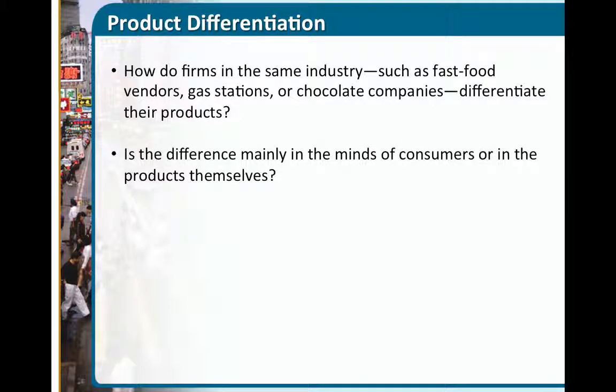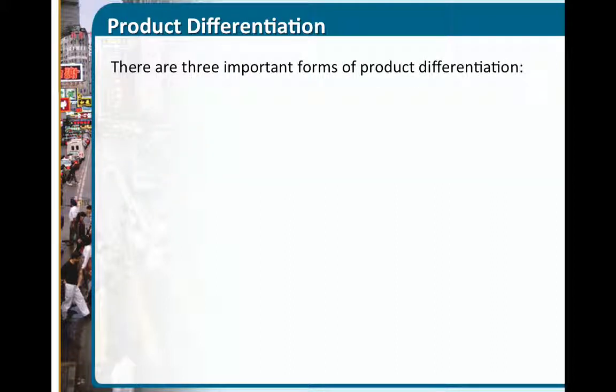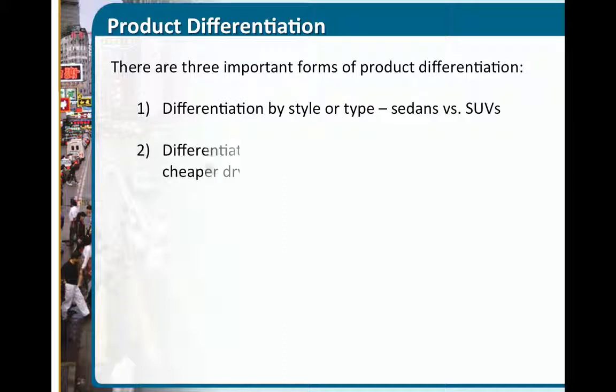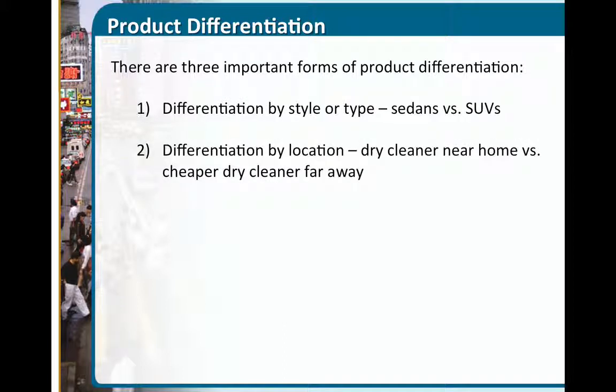Chocolate is a good example. You could buy a bar of Hershey's chocolate for a little under $1. But to get some really expensive chocolate from a high-end shop, a chocolate boutique, for example, would probably be a couple dollars per ounce, depending on where you got it. So the difference could be in the minds of the consumers or in the products themselves. It's hard to tell. We can differentiate in three different ways.